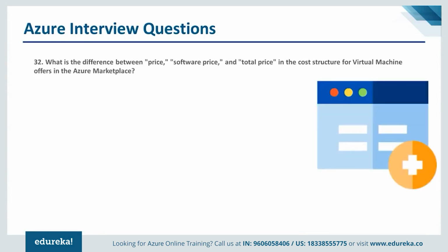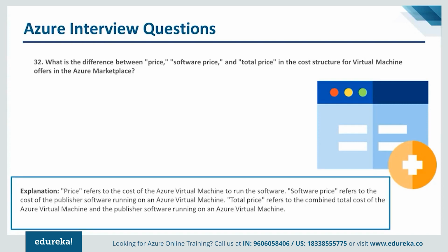So jumping on to the next one. What is the difference between price, software price, and total price in the cost structure for virtual machine offerings? Let's see. Price refers to the cost of the Azure virtual machine to run the software. Software price refers to the publisher software running on the virtual machine. Total price refers to the combined cost of these two. Simple enough. I don't think you need more details, because it's very simple: price of VM, software price, total price. Total price is equal to price of VM plus software price.